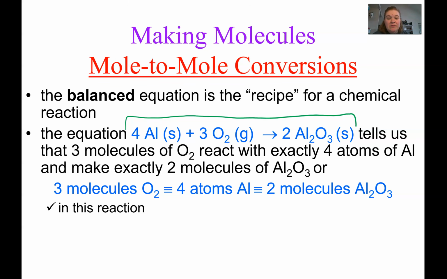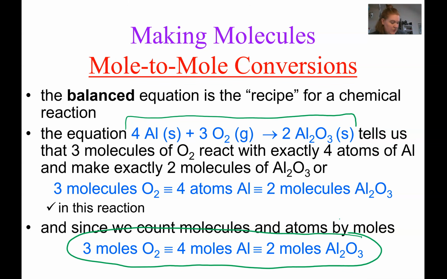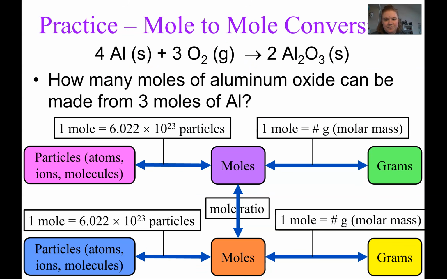And we can think of it as molecules and atoms, or because those are very small amounts, we are usually going to think of it as a mole to mole ratio. So this is our ratio that we can utilize in order to figure out how much we could make or how much we need. And we're going to start by doing this with just our moles. So remember this flow chart. This was our flow chart from chapter 6. And so we have the same balanced equation at the top of the slide here, and it says how many moles of aluminum oxide can be made from 3 moles of aluminum.